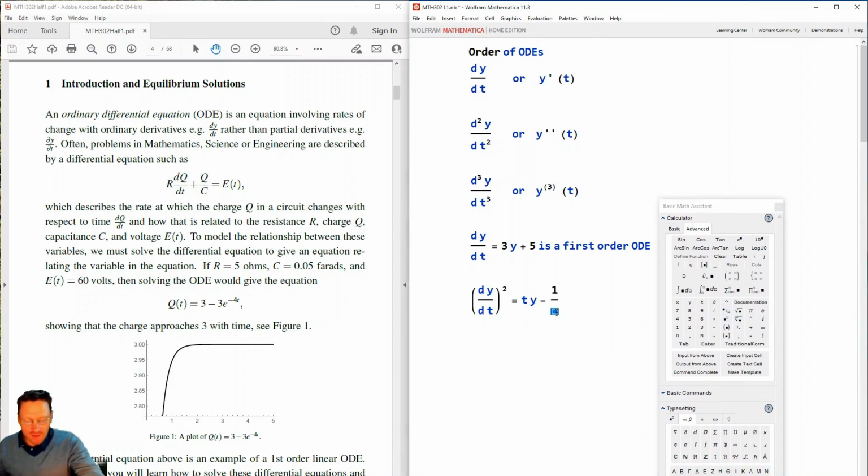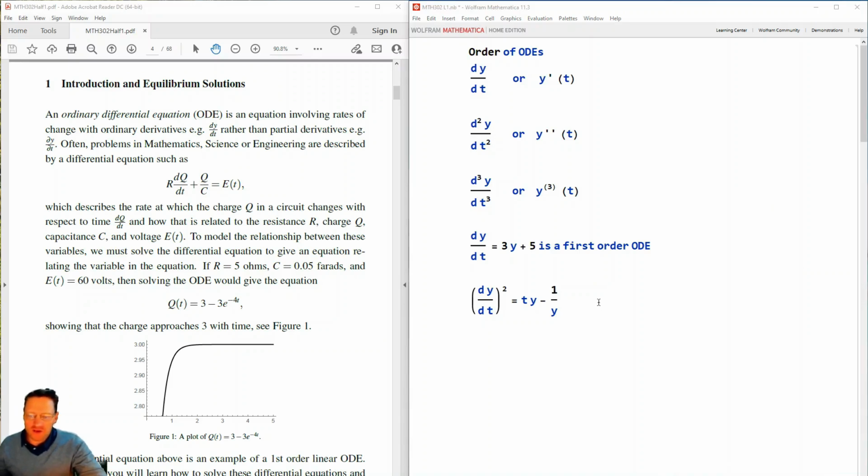Okay, ask yourself, what's the order of this differential equation? Well, ask yourself, what is the order of the derivative in there, and what's the highest order? You can see we've got a first order derivative, but it's being squared. Even though it's being squared, this is still a first order derivative. So we'll say this is a first order ODE. So I can just copy paste this, because the highest order here is 1.